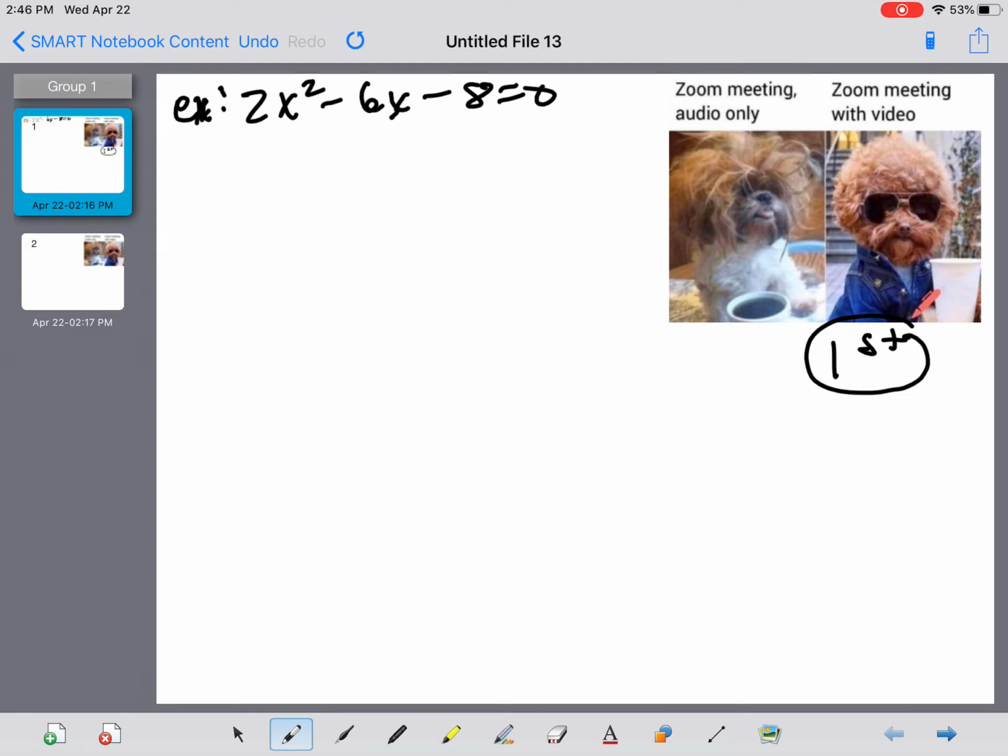So here we have y equals. This is how it'll look on your worksheet, y equals. First rule of factoring, see if there's anything in common. This has a 2 in common. So I'm factoring out a 2. x squared minus 3x minus 4.